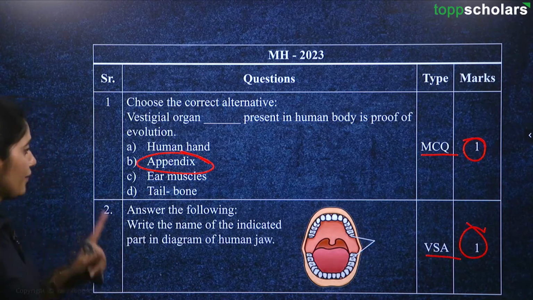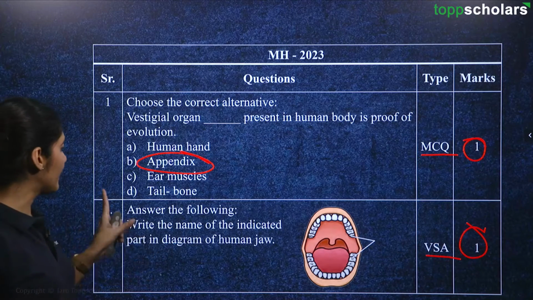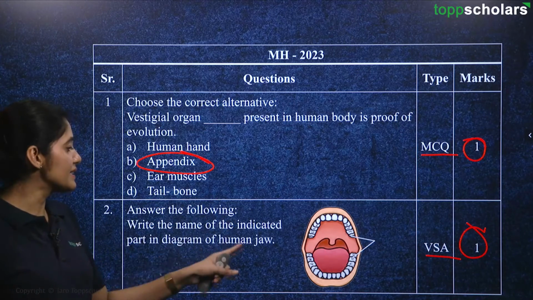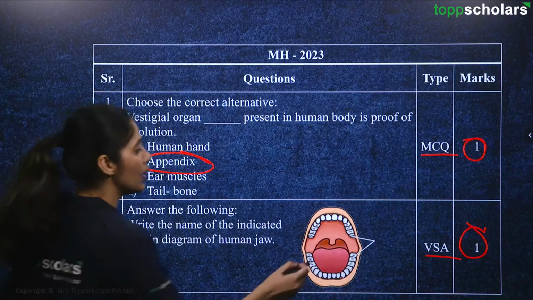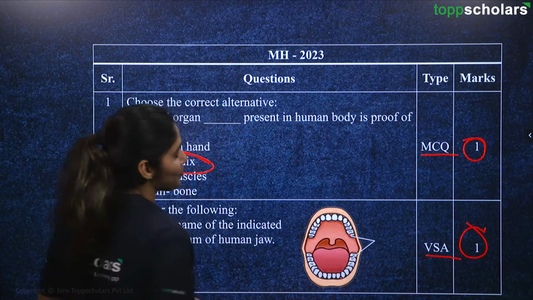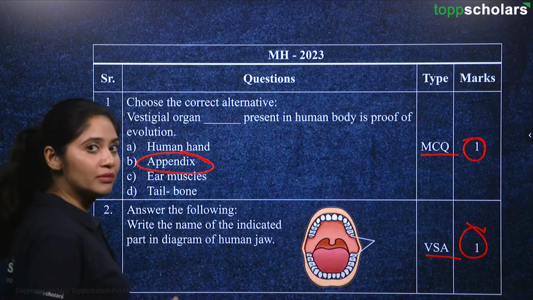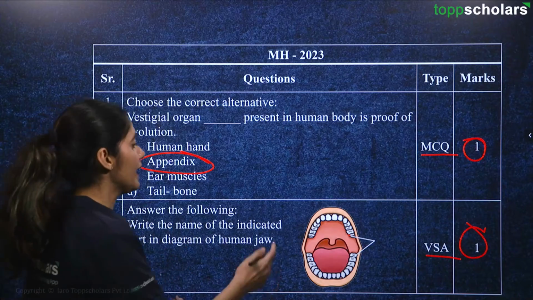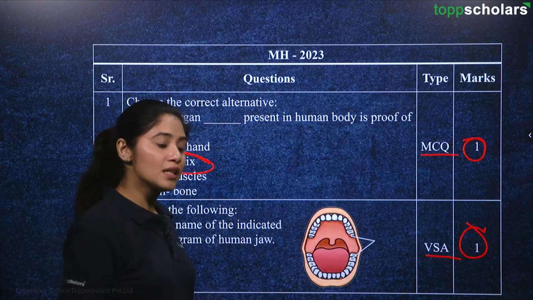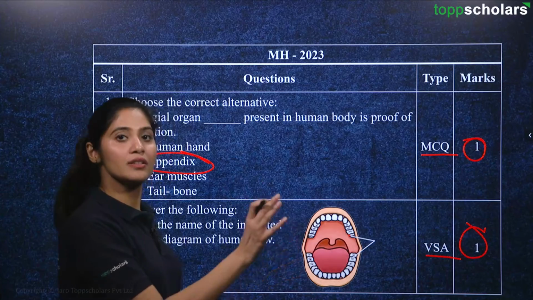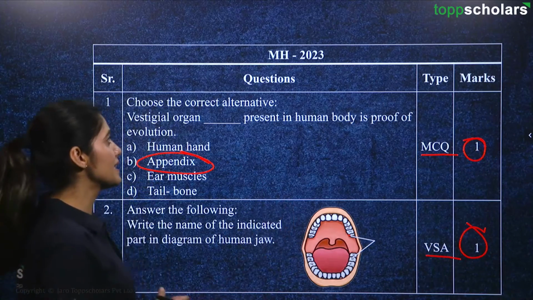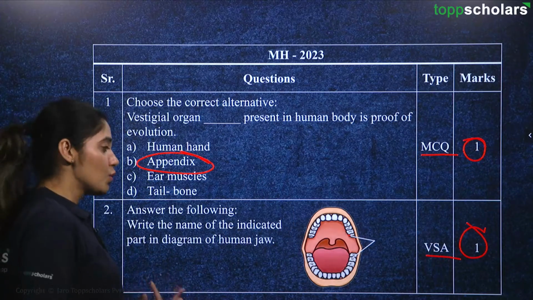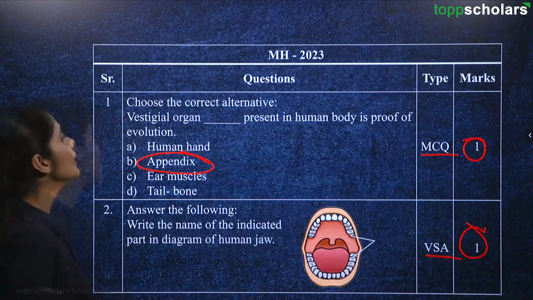Second, it's a very short answer. Answer the following. Write the names of the indicated parts in the diagram of human jaw. So, these are a type of tooth which is indicated. Which are these? You will have to mention the name. Is it molar? Is it premolar? What is it? You have to write.